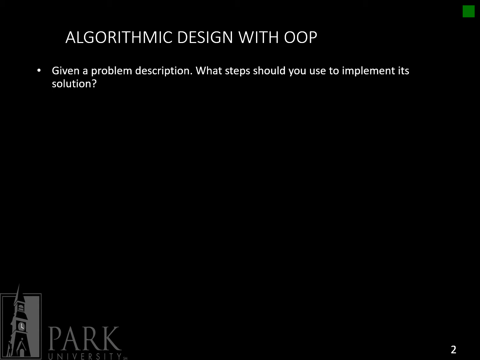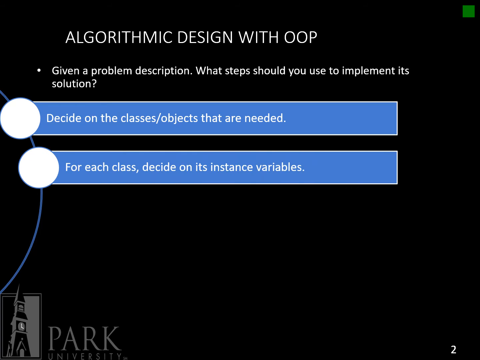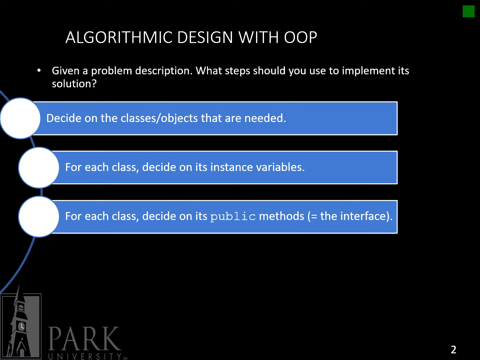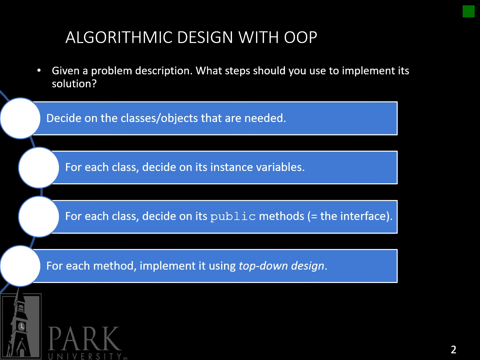So, given a problem description, what steps should you use to implement its solution? Well, you need to decide on the classes and the objects that are needed. So you need to think about the structure of everything. And then for each of the classes, you need to decide on the instance variables that are required. And then for each class, you also need to decide on its public methods, or what we would call the interface. And then finally, for each of those methods, you need to implement it using top-down design.